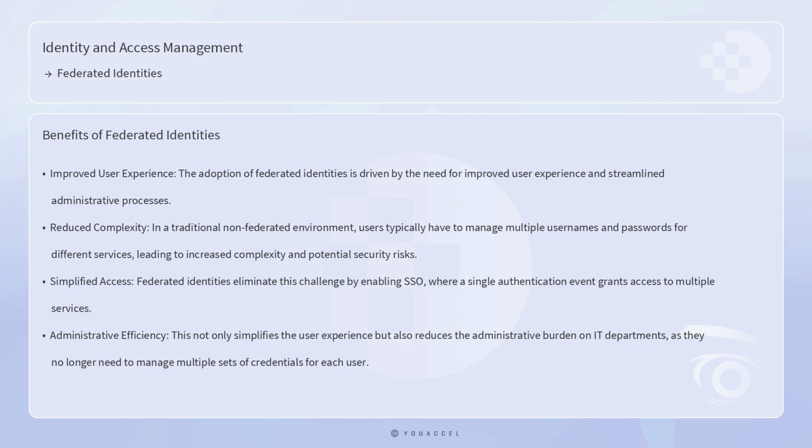The adoption of federated identities is driven by the need for improved user experience and streamlined administrative processes. In a traditional, non-federated environment, users typically have to manage multiple usernames and passwords for different services, leading to increased complexity and potential security risks. Federated identities eliminate this challenge by enabling SSO, where a single authentication event grants access to multiple services. This not only simplifies the user experience, but also reduces the administrative burden on IT departments, as they no longer need to manage multiple sets of credentials for each user.